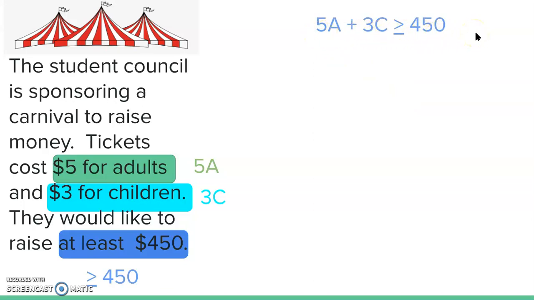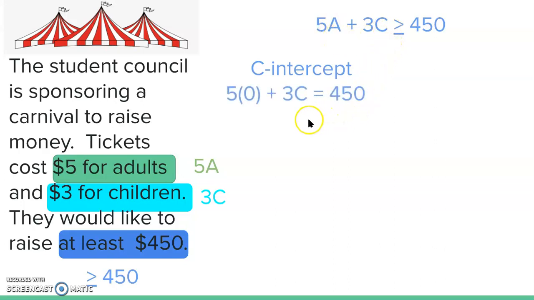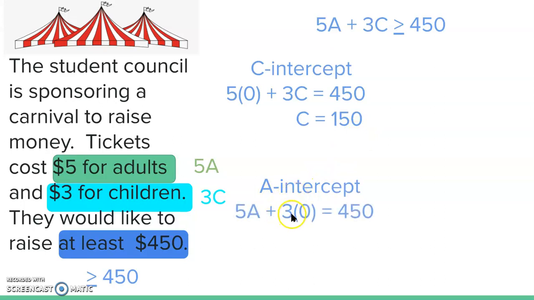Now let's use our intercepts to find where this graph would cross. Again, to find the C intercept, I can plug in A equals 0. And I find that the C intercept happens at 150. When I have 0 adult tickets, I must sell 150 children's tickets. The A-intercept is going to be when I plug in 0 for C. And I get A equals 90. When I have 0 children's tickets, I must sell 90 adult tickets.